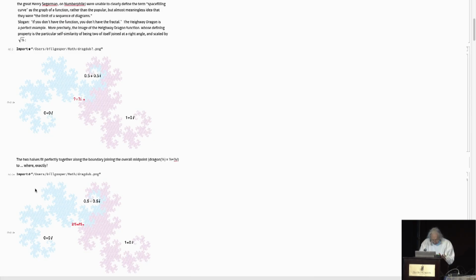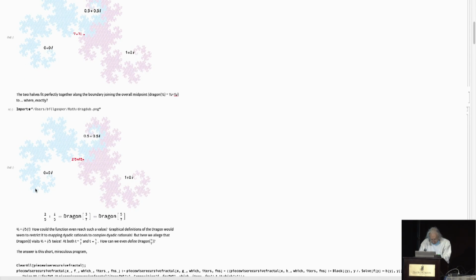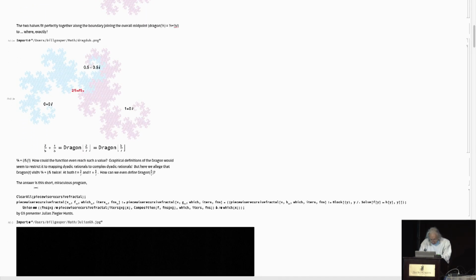Now, how could that possibly be on the dragon? Because we're taught that dragons are made out of dyadic rationals. Well, we shouldn't be taught that. In fact, the dragon is a map from 0 to 1, and when we get to 3/7 and we get to 5/7, we come to this magic junction point right here both times. So, how in the world can we assign values to dragon of 3/7 and dragon of 5/7?